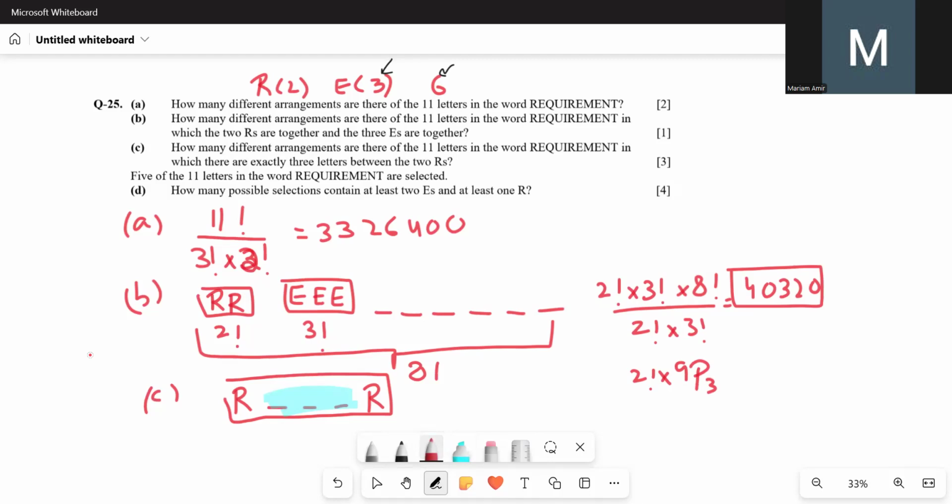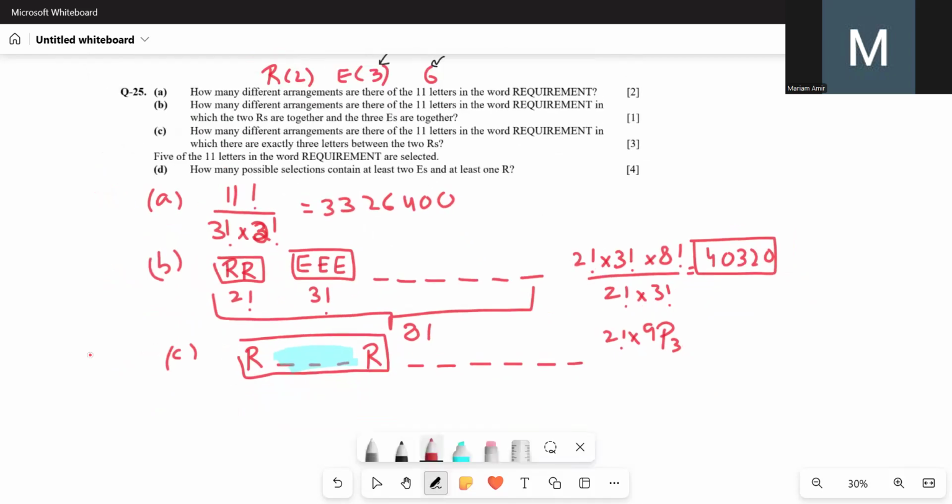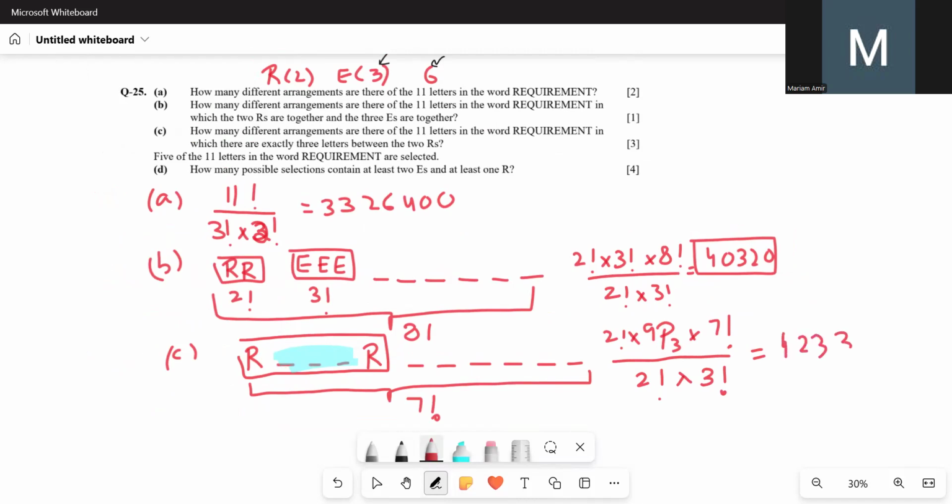Okay, now this becomes a single alphabet. And apart from these, how many do we have left? We have 6 more alphabets left, so that the total becomes 11. Now this would be 6 plus 1, because this now counts as 1 only. So 6 plus 1, 7 letters. So they'll have 7 factorial arrangements. So we multiply this by 7 factorial divided by the repetitions, which is 2 R's and 3 E's, which gives 423360.